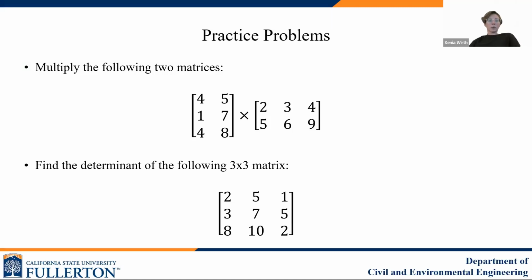So they are dimensioned and set up in such a way where you can multiply them. You have a 3 by 2 matrix here and a 2 by 3 matrix here, so you should multiply them. And then lastly, as a challenge problem, find the determinant of the following 3 by 3 matrix.